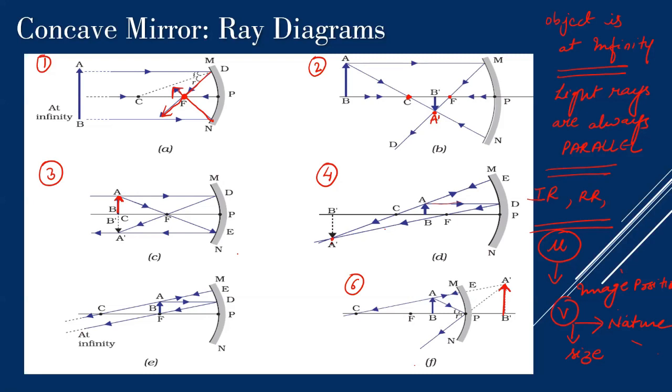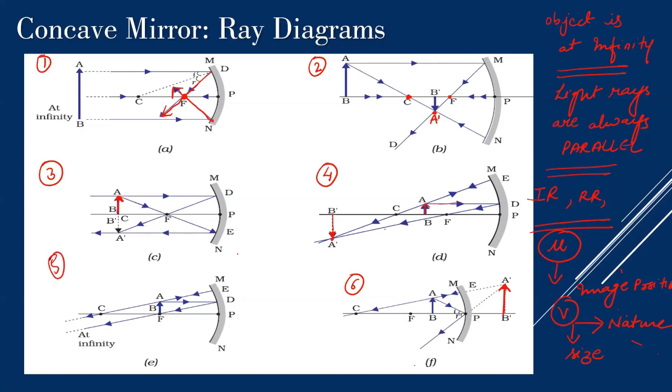What is the position of the image? The position of the image is beyond the center of curvature. Okay, again, as it is formed in front of the mirror, it will be real and inverted. And if you observe the size, what is the size? Size is magnified, right? Yes, the size of the image in this case is magnified. So what is the nature of image? Real, inverted, size is magnified, position of the image beyond center of curvature.